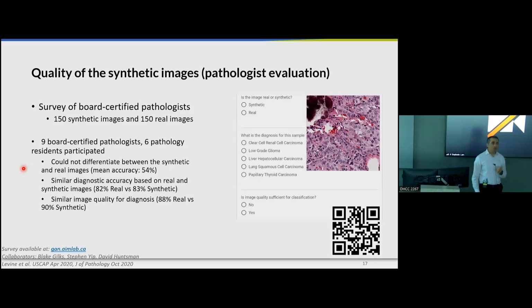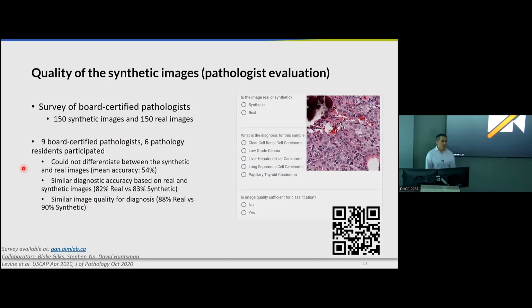In any case, they were not able to actually tell the difference between these images. In other words, the mean accuracy was 54% and chance is basically 50%, just a little bit better than chance. And these are actually expert pathologists, like gynae pathologists for the ovarian cancer part.